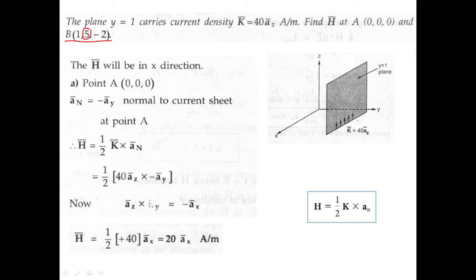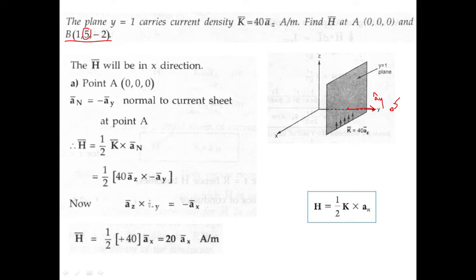So 5 will be, now this point is at 1, this surface is at 1. Now 5 will be somewhere here, right? Now the arrow has to be towards this side, towards 5, right? So it is along positive y axis. So this will be ay cap.